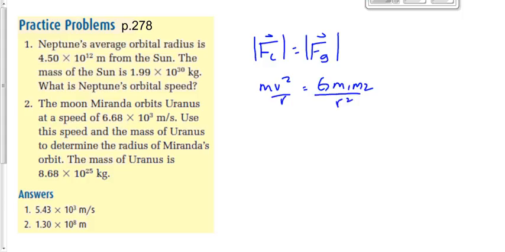Notice in each of the problems that I've done so far with this, I've derived the equation. The reason I'm doing that is because it doesn't appear on our data sheet, right? mv squared over r, and G m1 m2 over r squared do appear on our data sheet, but the combination of them does not.